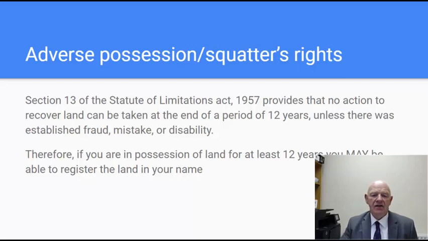So Section 13 of the Statute of Limitations Act 1957 provides that no action to recover land can be taken at the end of a period of 12 years unless there is established fraud, mistake or disability. What that means is that after a period of 12 years, no action can be taken to dispossess somebody who is in occupation of a piece of property. So if you are in possession of the land for at least 12 years, you may be able to register the land in your own name, and you make that application to the Property Registration Authority.